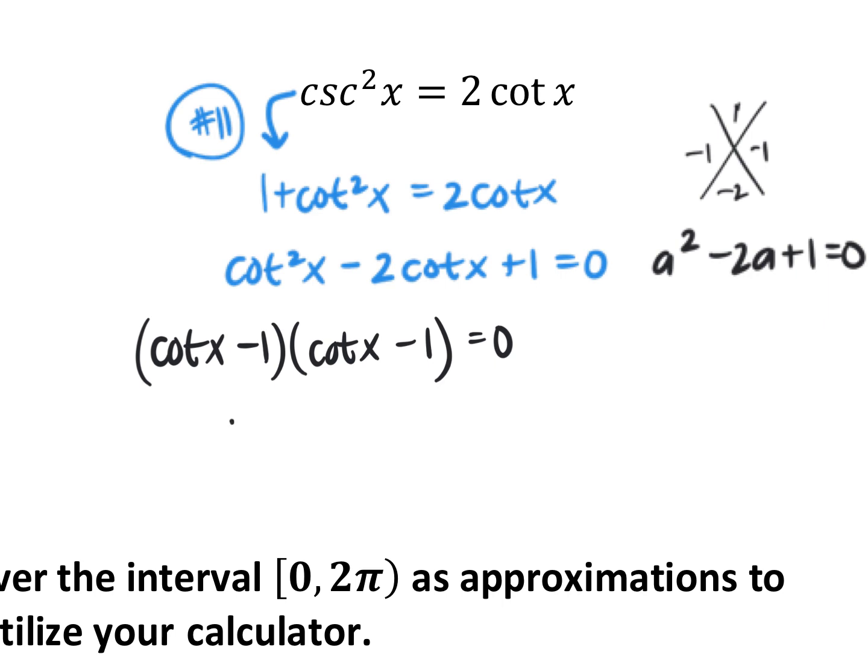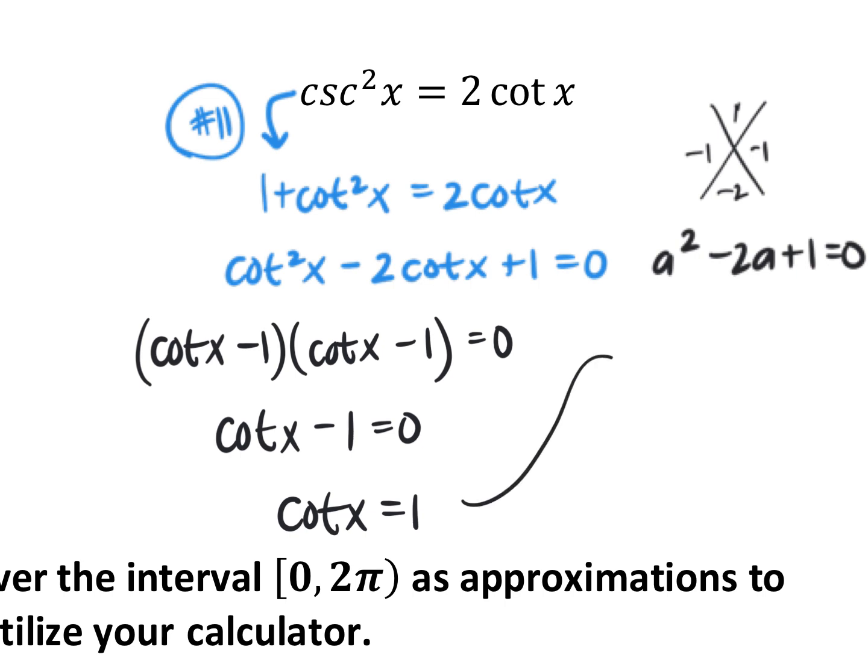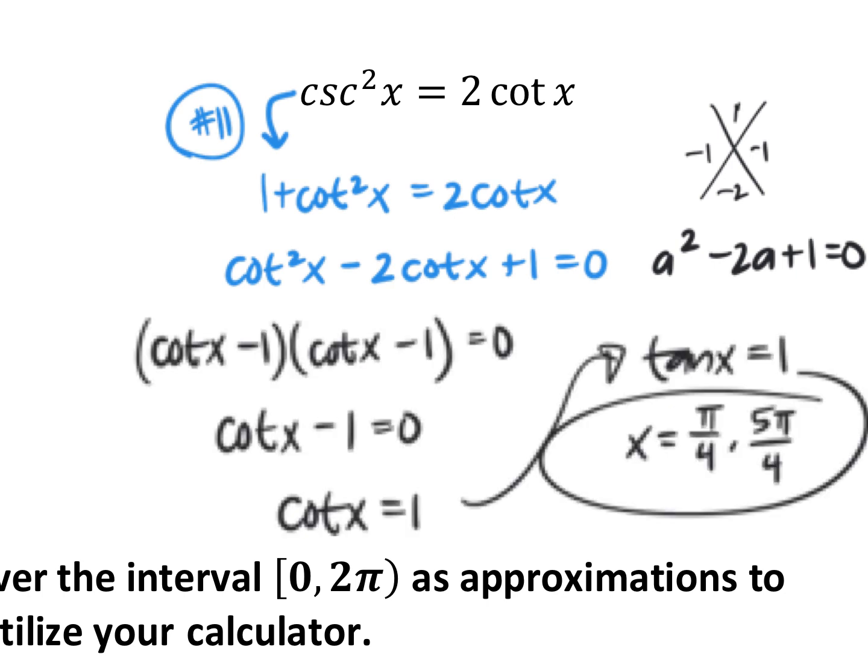So I've just got to set one of those factors equal to 0, which means we're looking at cotangent of x is 1, or where tangent of x is 1, which we've already answered before once. Where is our tangent value equal to 1? Pi over 4 and 5 pi over 4. So this one only has 2 answers.